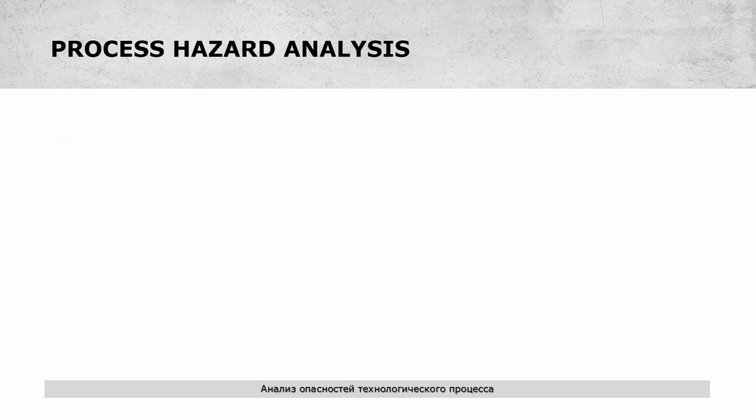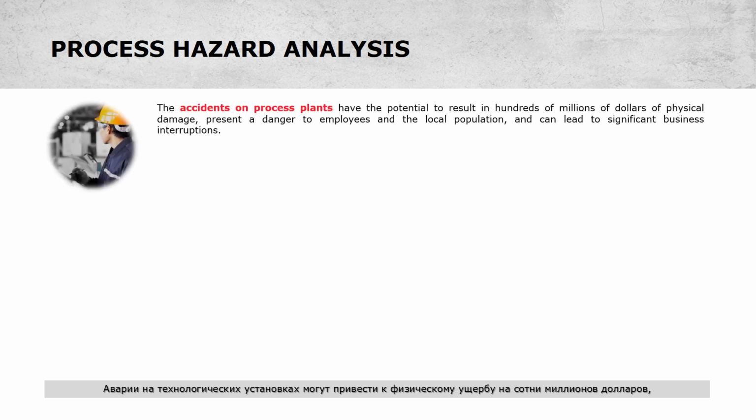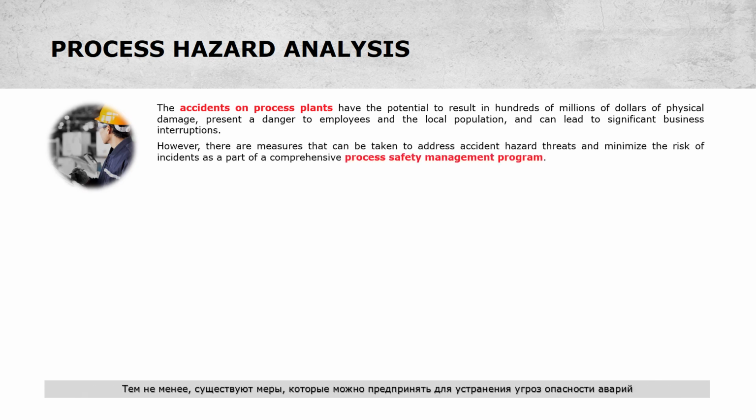Process hazard analysis. The accidents on process plants have the potential to result in hundreds of millions of dollars of physical damage, present a danger to employees and the local population, and can lead to significant business interruptions. However, there are measures that can be taken to address accident hazard threats and minimize the risk of incidents as a part of a comprehensive process safety management program.